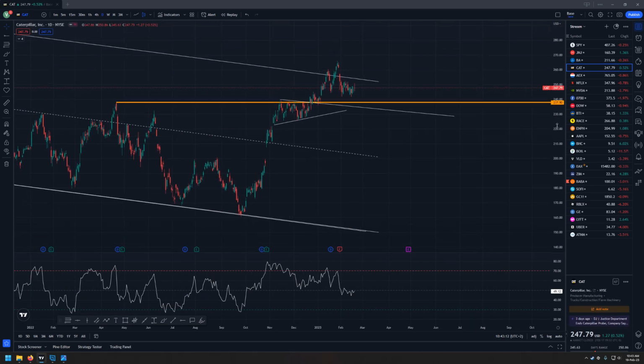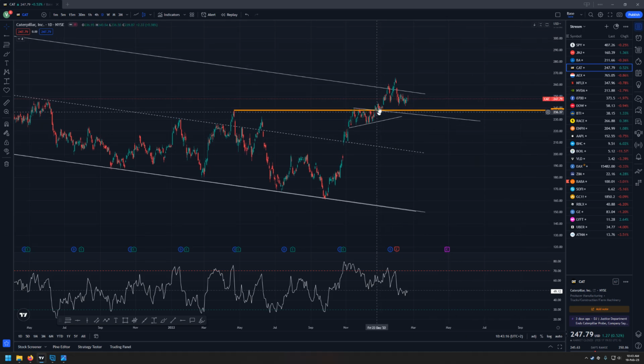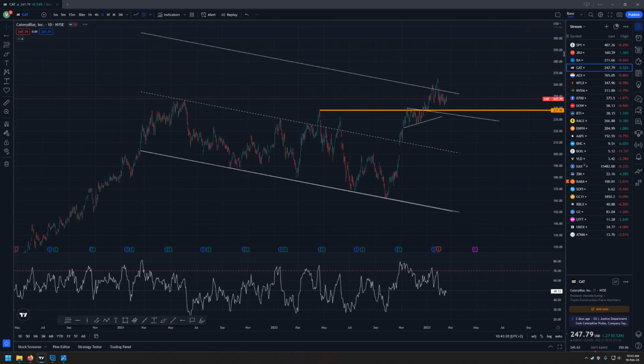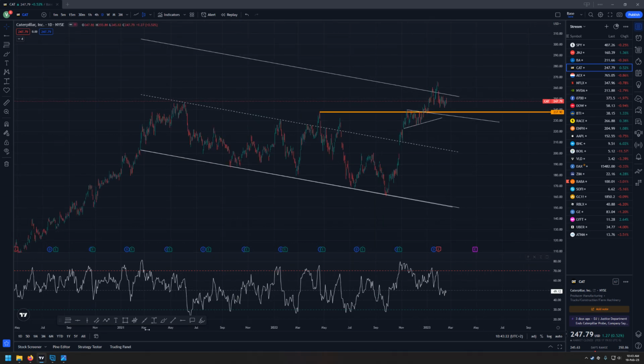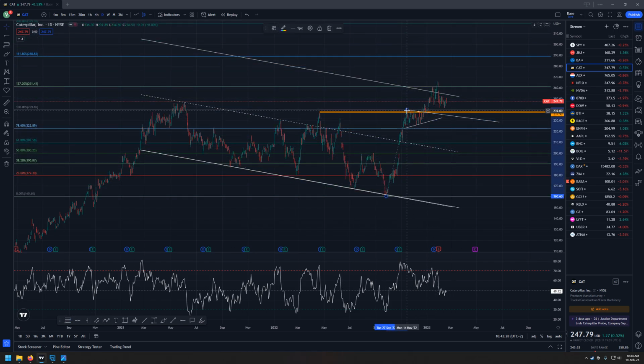CAT. So CAT, I like it quite a bit. It reached the channel target. Now it's going to try to move up, and I think a move up was the target, what was it? So let's see. It's 283-ish. 161 Fibonacci extension from the previous high.